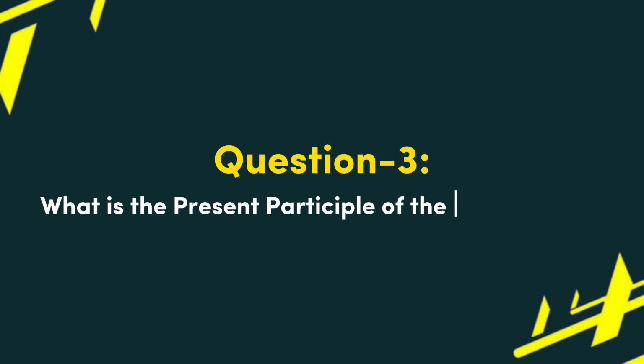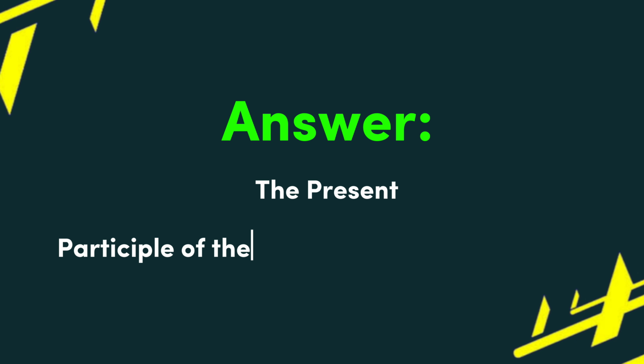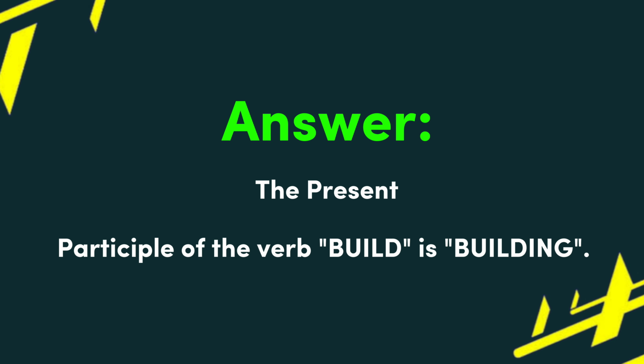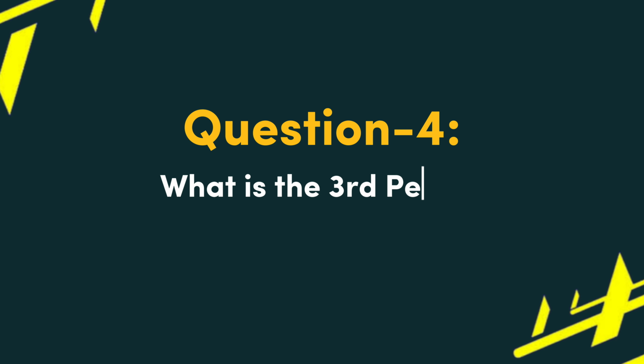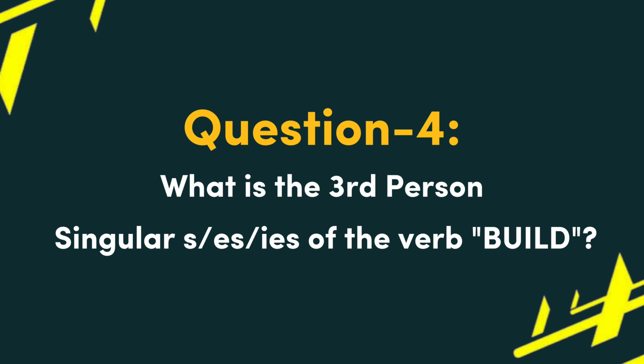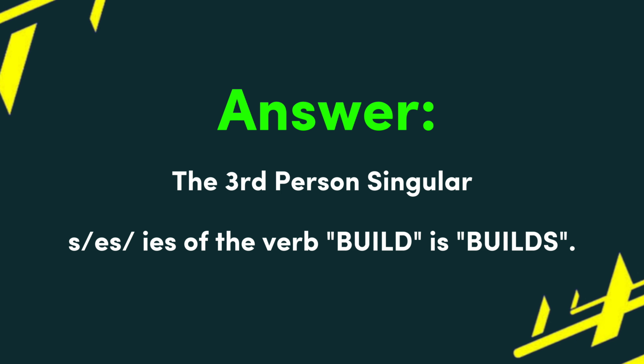Question 3. What is the present participle of the verb build? Answer. The present participle of the verb build is building. Question 4. What is the third person singular S, ES or IES of the verb build? Answer. The third person singular S, ES or IES of the verb build is builds.